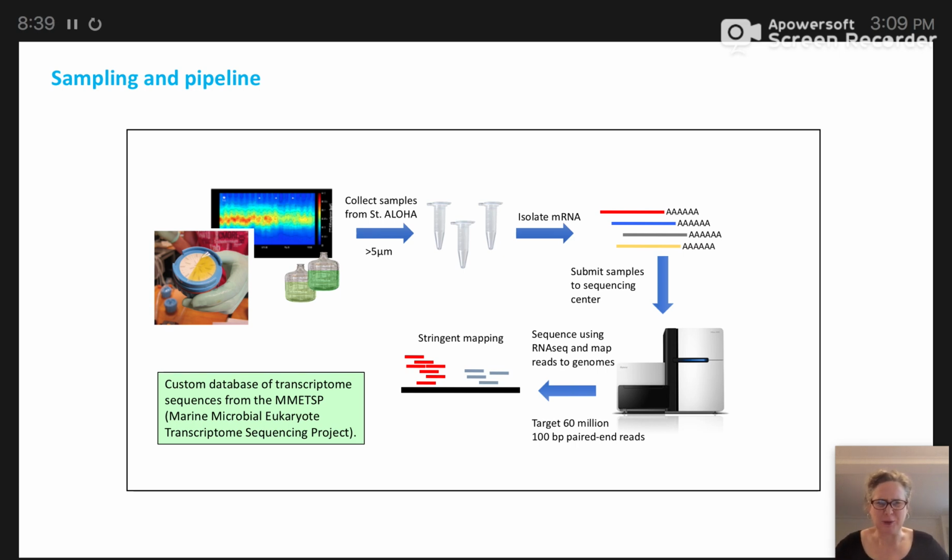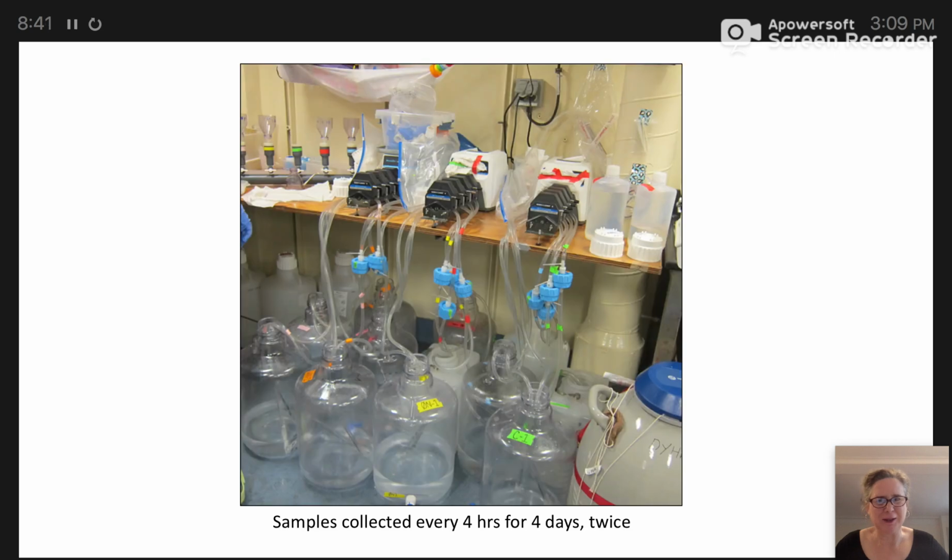So what does our sampling actually look like? It looks something like this. It's sort of controlled chaos. You can see we have all of these different pumps going, we have different lines, we have these big, large volumes of water because the populations we're working on are quite dilute. And here you can see we run multiple filters all at the same time.